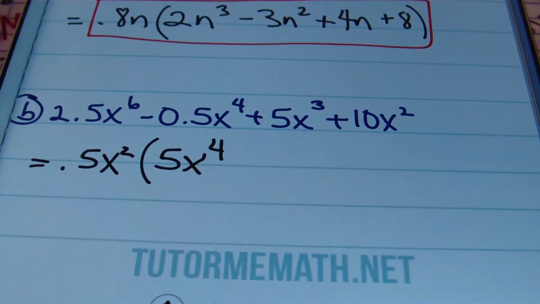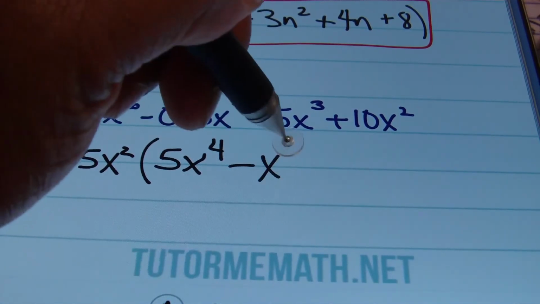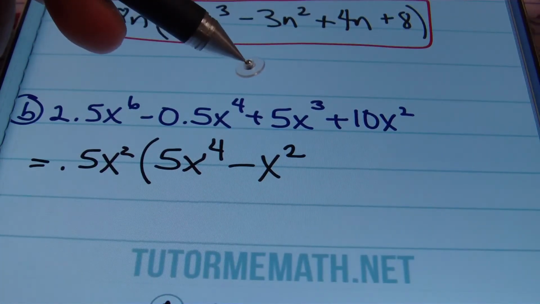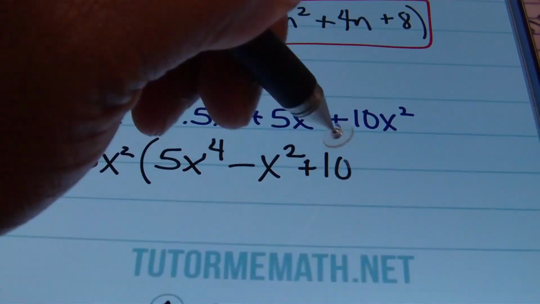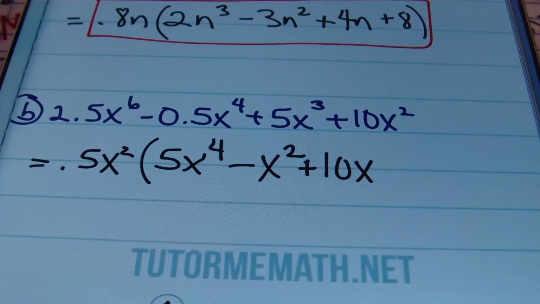5/10 goes into a negative 5/10 negative 1 time, so I'll just have a negative here. Taking away the 2 x's from the 4 leaves me with x squared. Then I have 5/10 going into 5 10 times, because 10 times 5/10 is 5. So I'll have a positive 10 here. After taking away 2 x's from the 3 that I had, I'll end up with x to the 1st power.